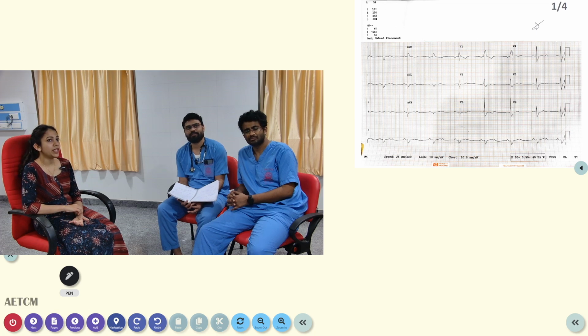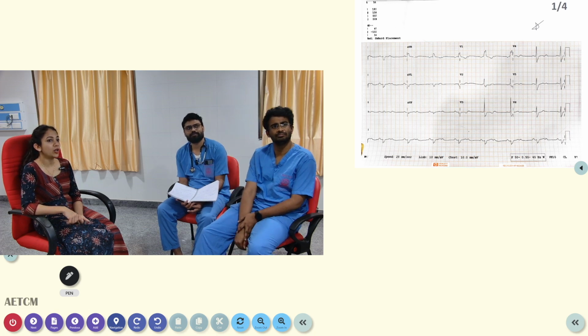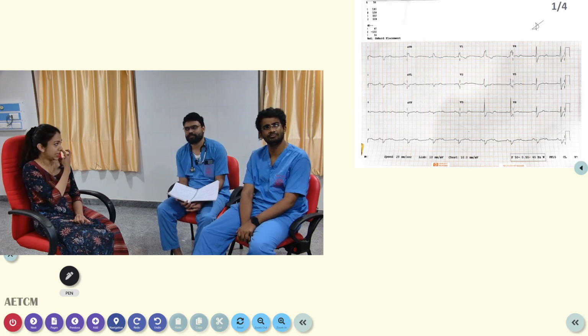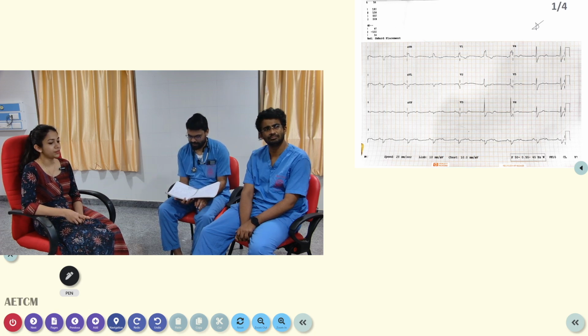Okay. So this patient is having a bundle branch block. Along with that, there is a heart block also. So we can say a trifascicular block can also be there for this patient. Okay. Then what did you do? Then we went with the ample history.